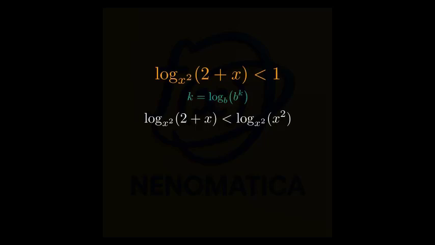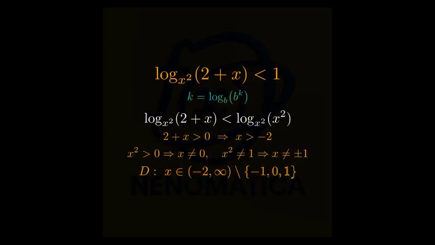Step 2. Establish the domain and base conditions. The argument must be positive, 2 plus x greater than 0, hence x greater than negative 2. The base must be positive and not equal to 1. x squared greater than 0, so x is not 0, and x squared not equal to 1, so x is not plus or minus 1. Combining these, our working domain is the open interval negative 2 to infinity, excluding negative 1, 0, and 1.